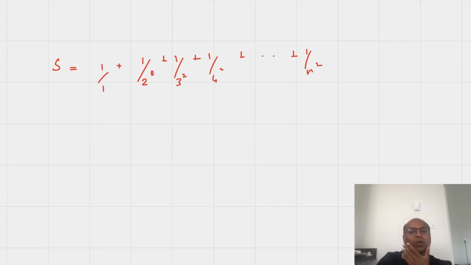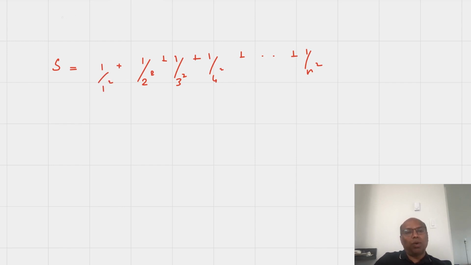Now let's see here in this case, I want to build another problem. The problem is this. I want to find the sum of 1 plus 1 by 2 square plus 1 by 3 square plus 1 by 4 square up to 1 by n square. Actually, what is there here? 1 by 1 square is actually there.